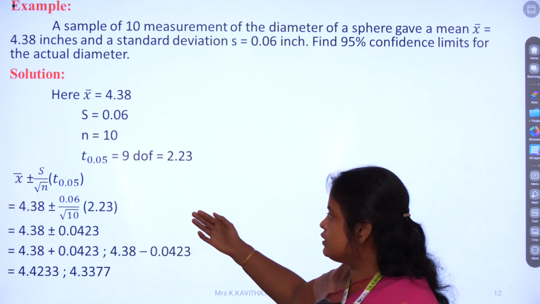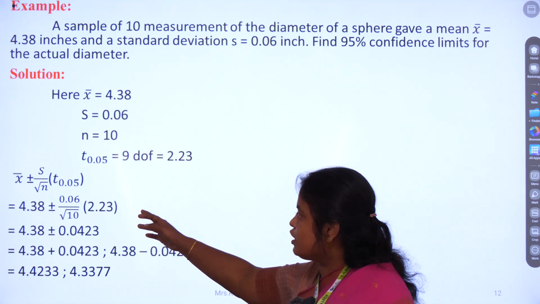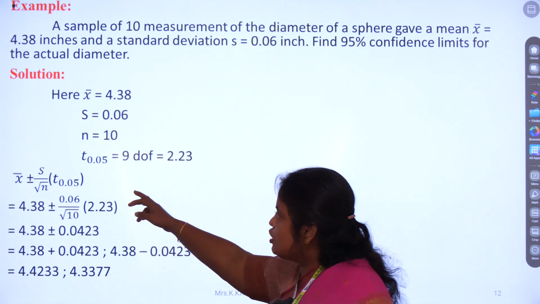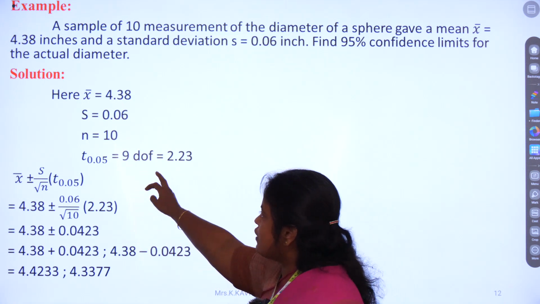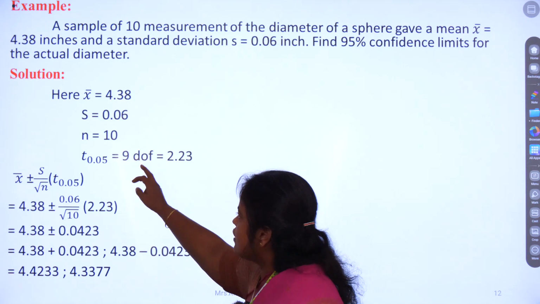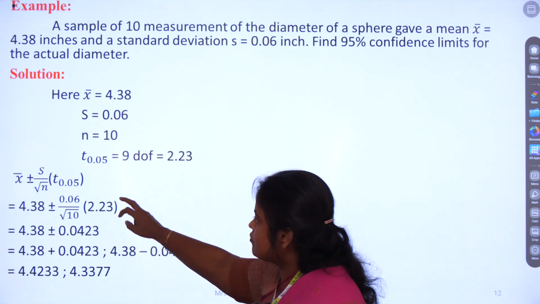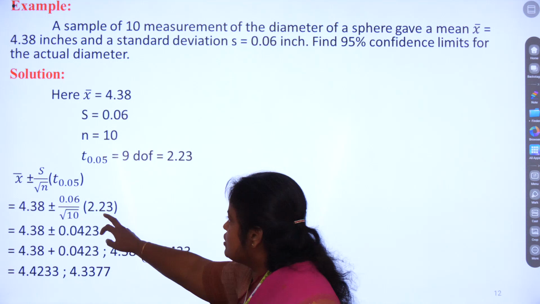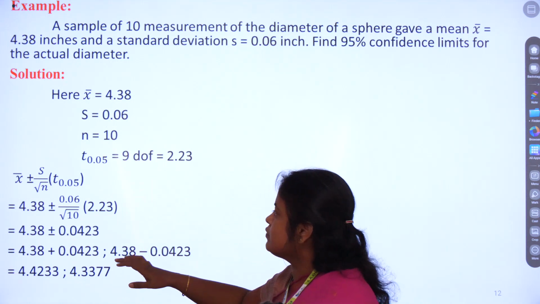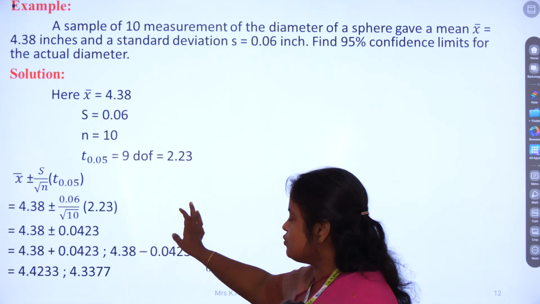Since it is GATE coaching, it will already be given in the question itself. The t alpha table value at 0.05 with degrees of freedom, DOF, which is nothing but n minus 1, here 10 minus 1 equal to 9, is 2.23. If you simplify, you will get 0.0423.